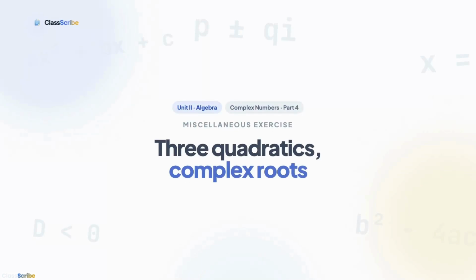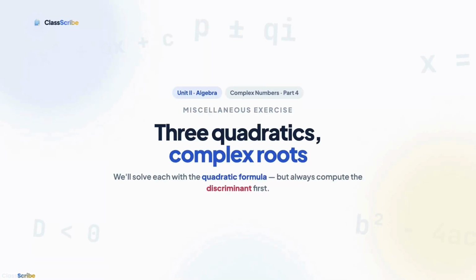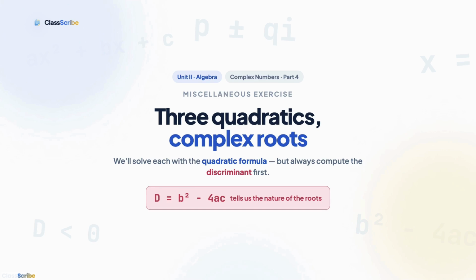Now let's solve three quadratic equations from the miscellaneous exercise. All these questions can be solved using the quadratic formula, but before applying it, always calculate the discriminant because it tells us the nature of the roots. Let's begin with question 6.